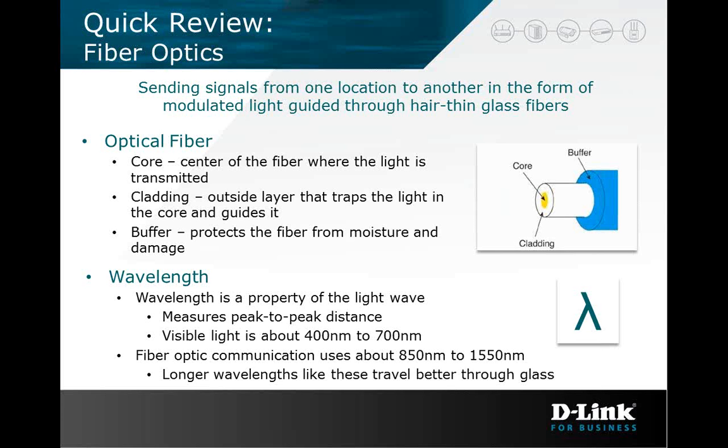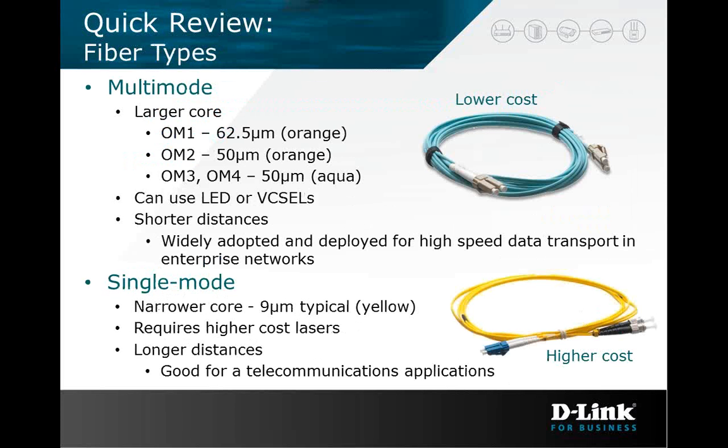Why do we use longer wavelengths than what visible light is? Well, there's a lot of reasons, but longer wavelengths actually travel better through glass. There's less attenuation, for example, attenuation being the degrading of the signal as it travels through the glass. There's less dispersion. Dispersion is the scattering of the light. So again, 850 through 1550, typically the wavelengths that we need to keep in our mind.